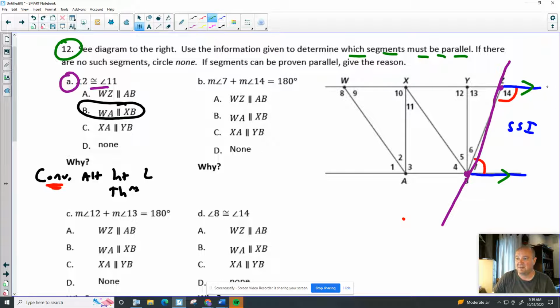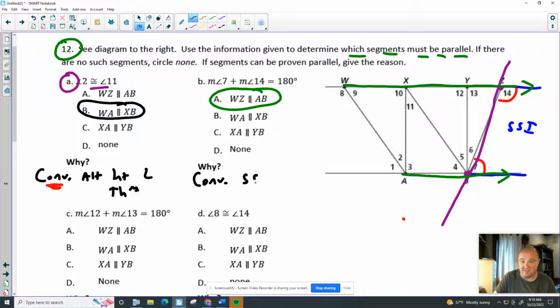Now, some of you might be saying, well, I don't see any points named out here, but this is just an extension of this entire line or this entire segment. So what I'm really looking for is any two of the letters down here and any two of the letters down here. So when I look at the answers WZ and AB, this first one is quite good, and that is the correct answer. And the reason is the converse of the same side interior angles theorem. And again, it's a converse because we're proving lines parallel.